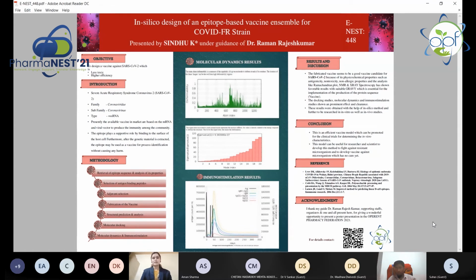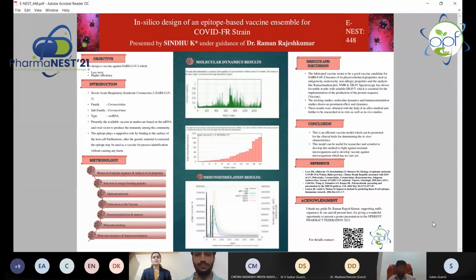Presently, the vaccines available in the market are based on mRNA and viral vectors to produce immunity among the community. The epitope, as we all know, plays a supportive role to bind on the surface of the host cell. Furthermore, if the genetic material is extracted from the epitope, it can be used as a vaccine to increase immunity without causing any harmful effect. Next, we'll move to the methodology.